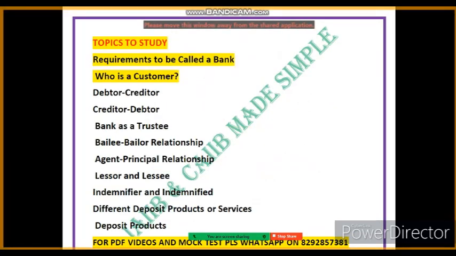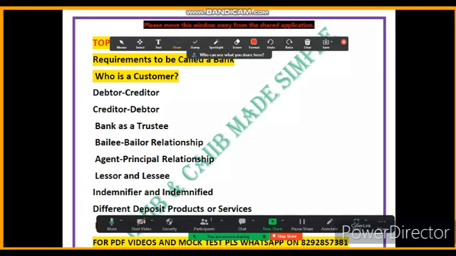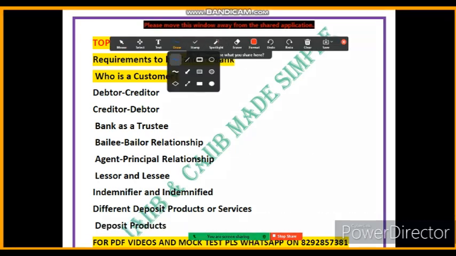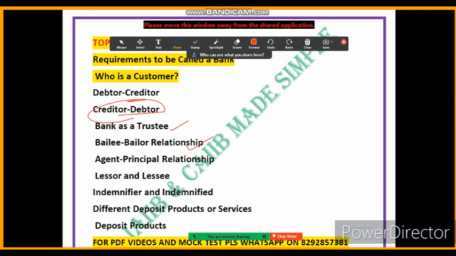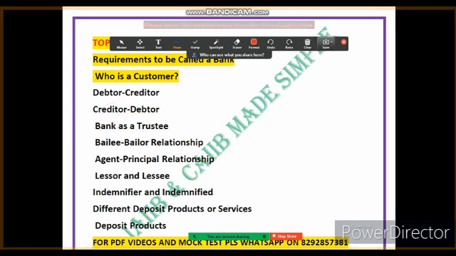The second topic we will see is who is a customer, what is the definition of a customer. Then there are some relationships which we will go through, like debtor creditor relationship, creditor debtor relationship, bank as a trustee, bailor bailee, agent principal, lessor lessee, indemnifier indemnified. Then we will see different deposit products or services. So these are the topics we are going to discuss in today's session.